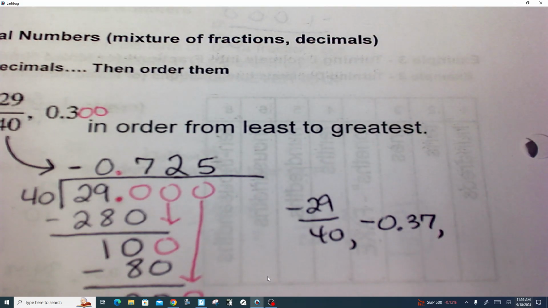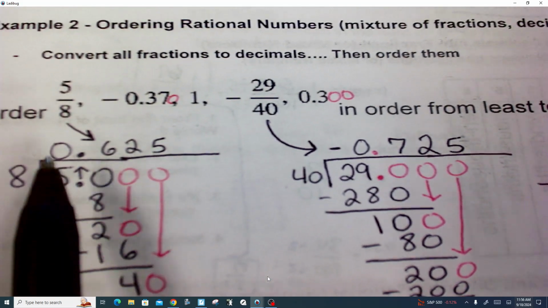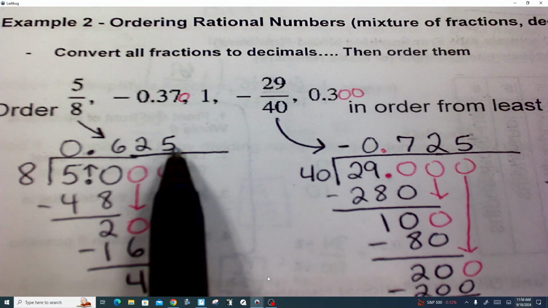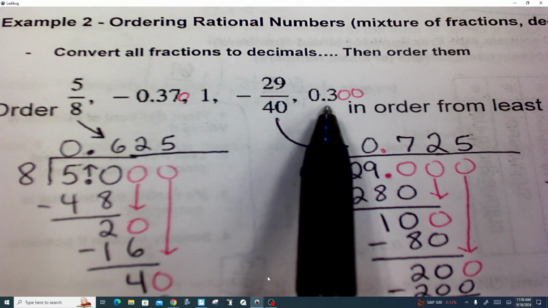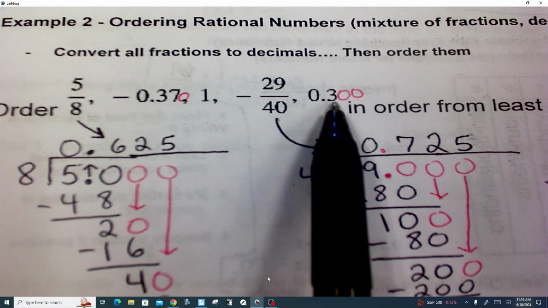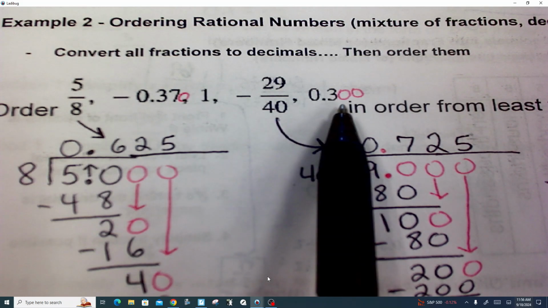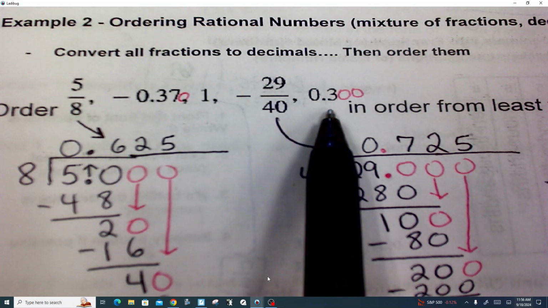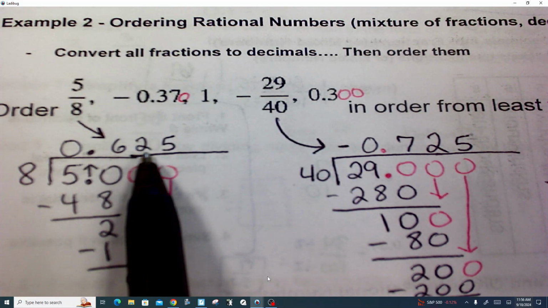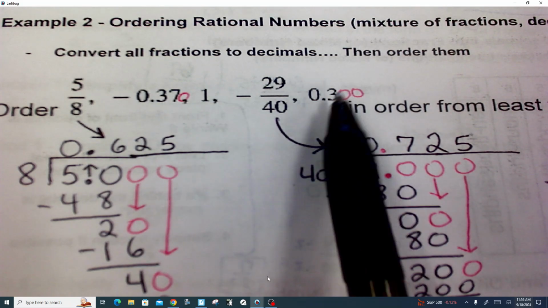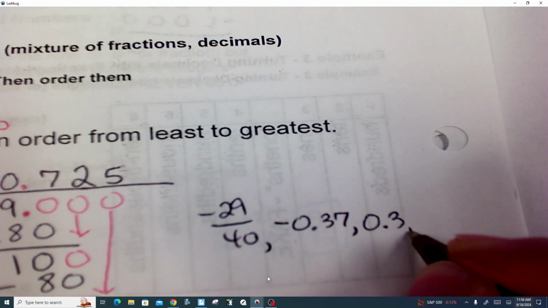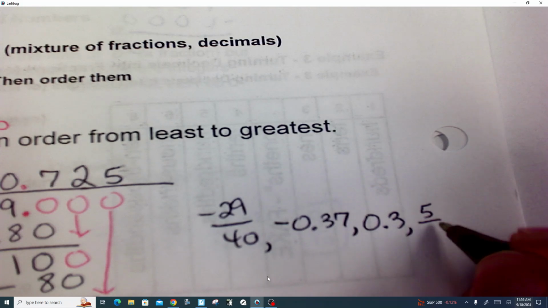So now we have another question here. What about the 5/8, that's 0.625 or 625 thousandths, and the 0.3 or the 3/10ths, right? Well, this would be 300 if we added zeros on. This is 625, and they're both positive. Which one is bigger? I think you would agree it's the 625 is bigger, right? So we need to put this one next, 0.3, 3/10ths. And then we can put down the 5/8.